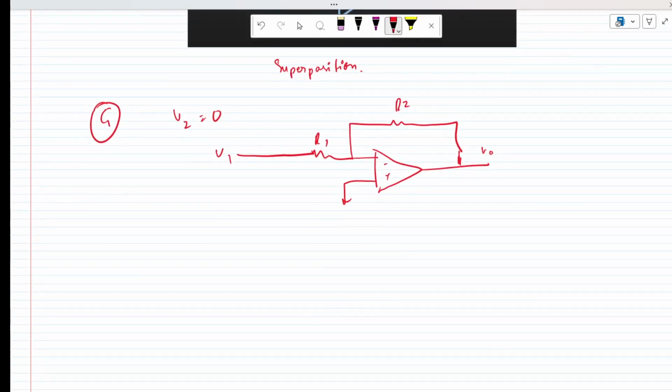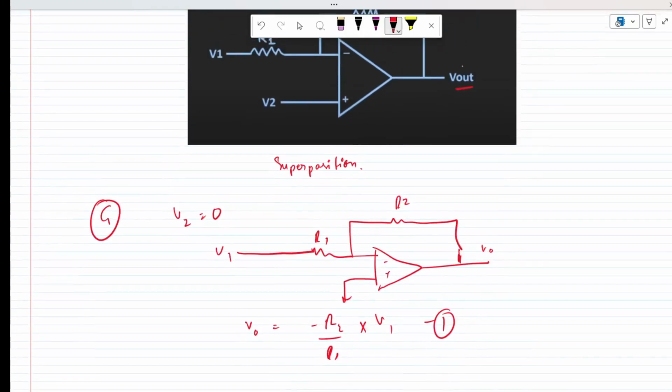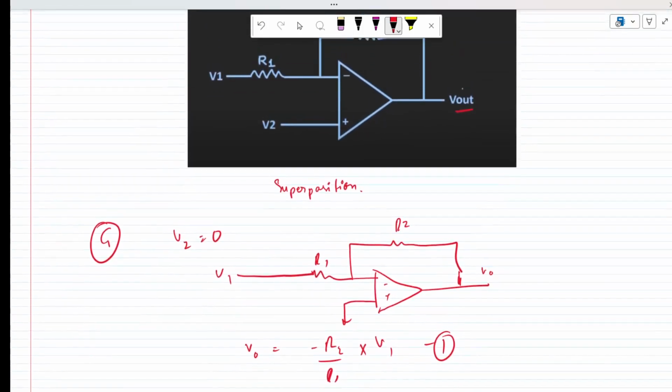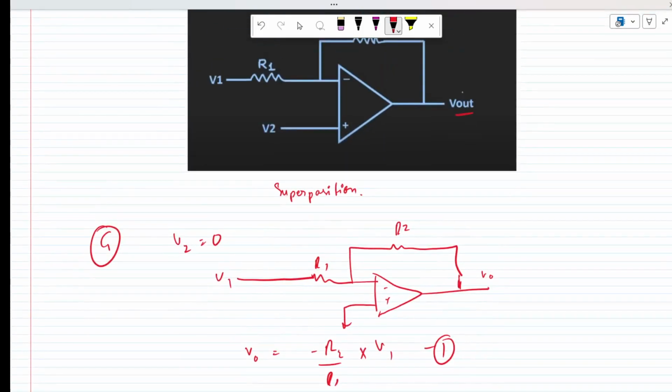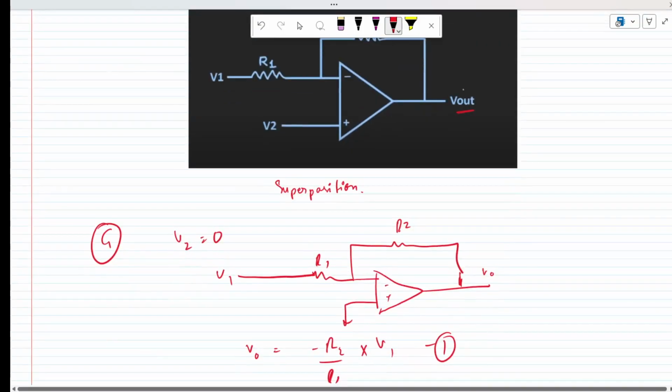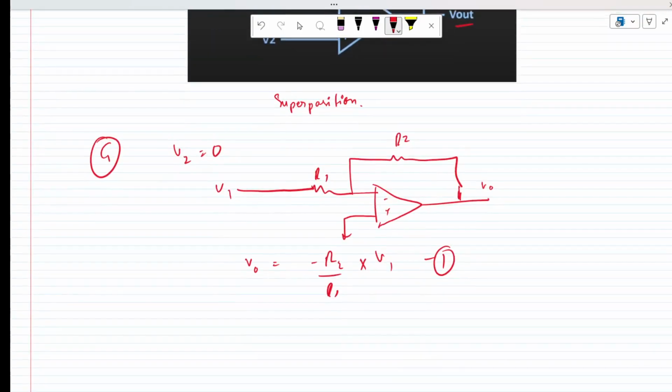We can clearly see this is an inverting amplifier. We can clearly see it resembles that. So what is the output going to be? It is going to be minus R2 over R1 times the input voltage that we have given, that is V1. So this is the component of V output that is going to be due to the V1 input signal that we have given on the inverting terminal.